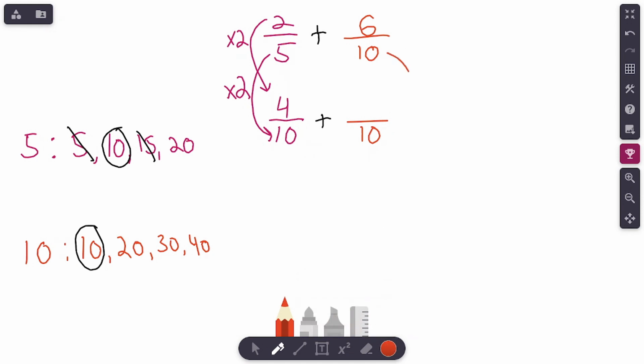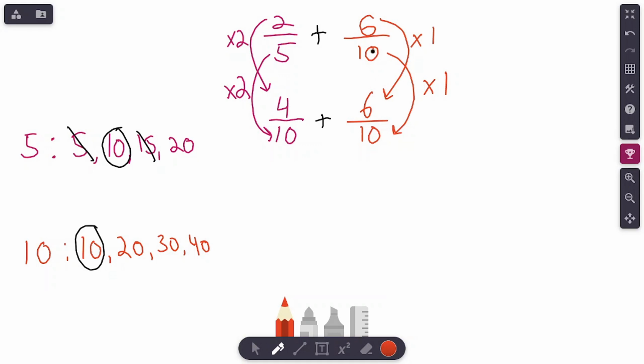Now, let's go over here. How does 10 become 10? 10 times what will give you 10? This one always trips students up because a lot of times they'll go, Mr. C, 10 times 0 gives me 10. Nope. 0 times anything gives you 0. So 10 times what? 10 times 1. All right, 10 times 1 is 10. Multiply the numerator by the same thing. 6 times what? 6 times 1 is 6.